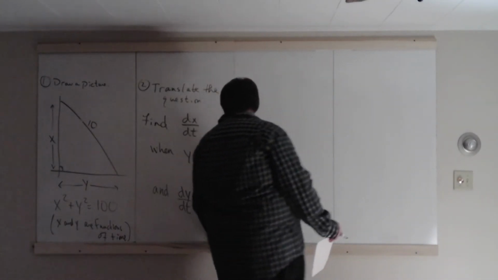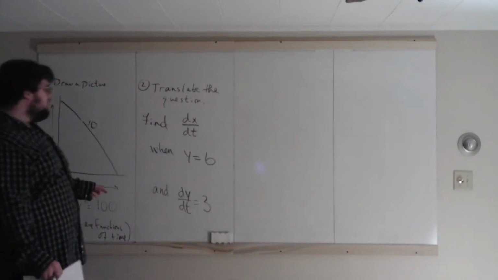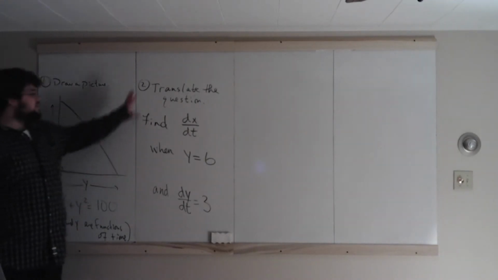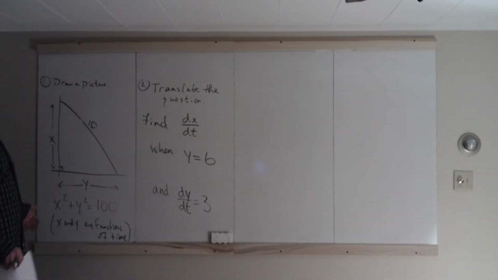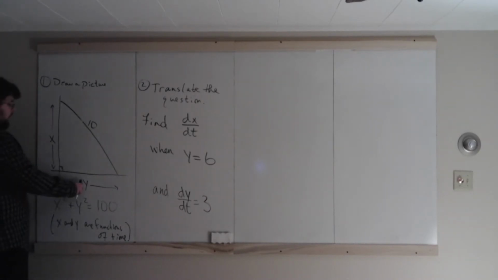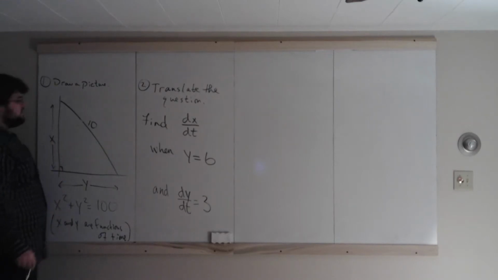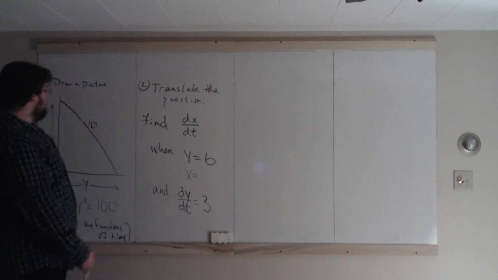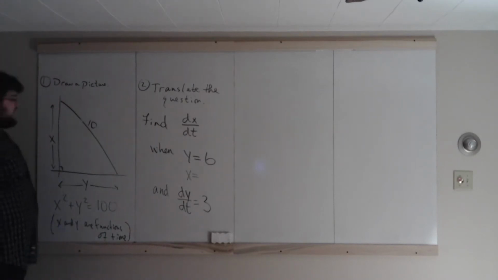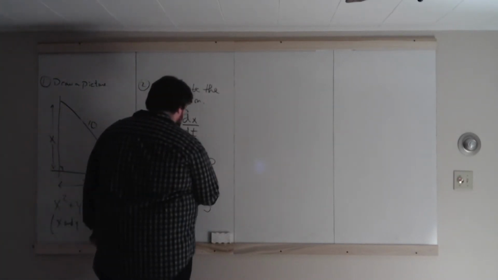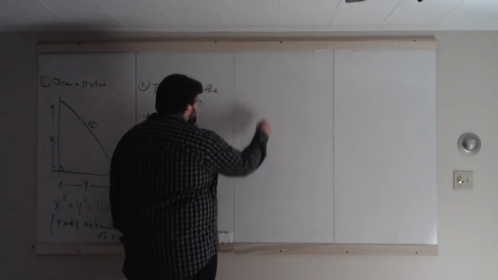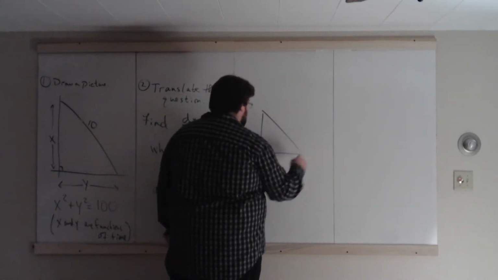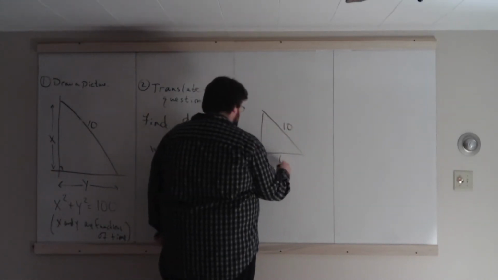At a bunch of certain times. Now, there's one other variable not found in this part two. Right here in this translation of the question, I like to find all of the variables that I can. If y equals 6, what's x? So we can also find x. When y equals 6, well, x is 8. How do you get x is 8? All of you who said Pythagorean Theorem?